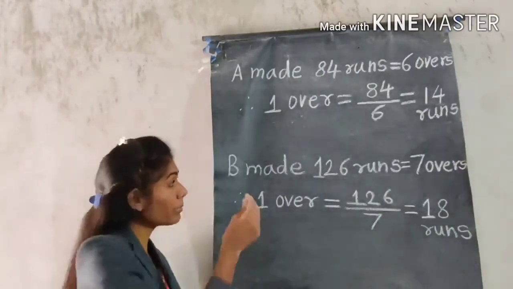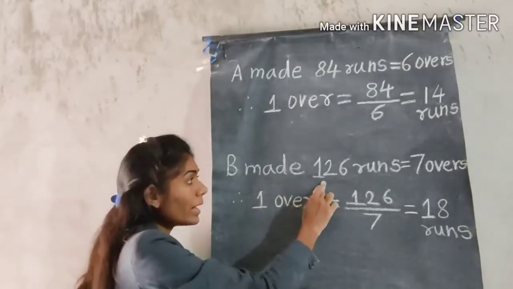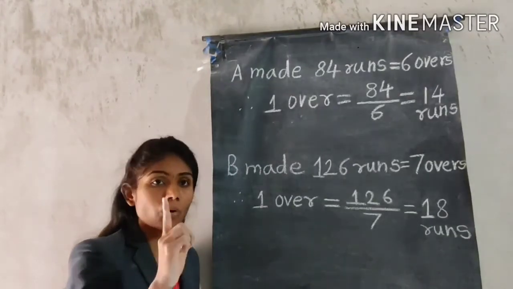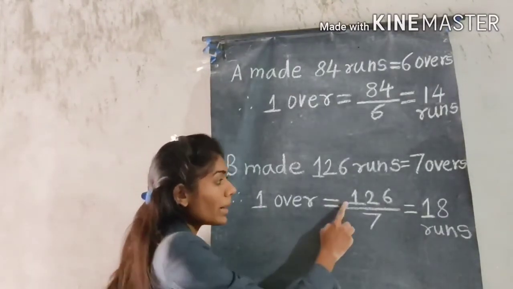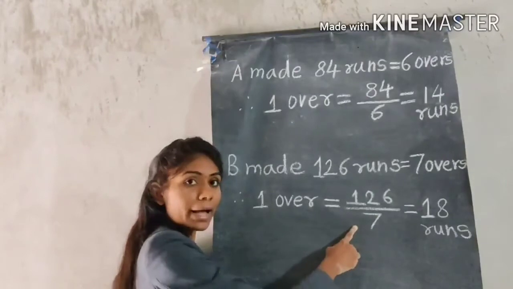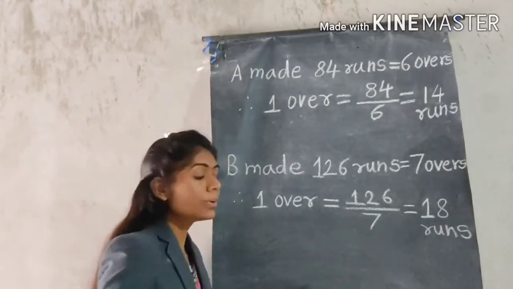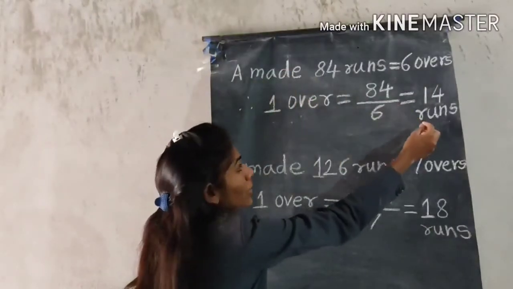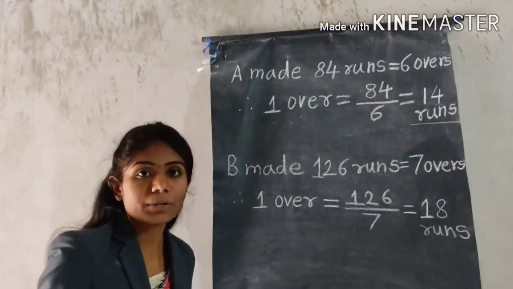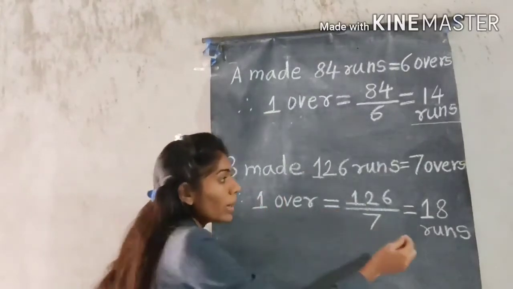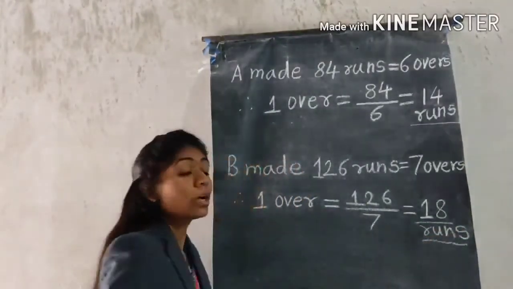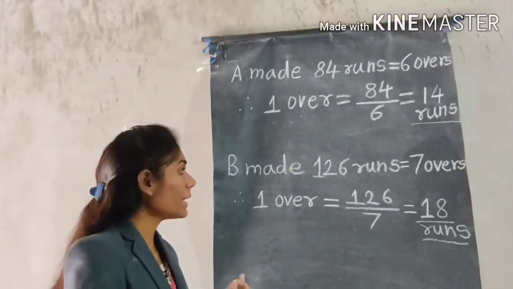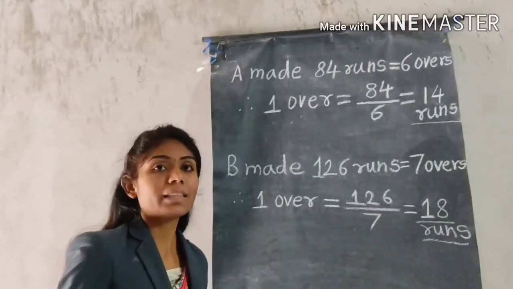Similarly for B, B made 126 runs in 7 overs. So for 1 over he made 126 divided by 7, which is equal to 18 runs. Now you can compare. For A, 1 over run is 14 and for B, 1 over run is 18. So who made more runs? We can easily say B made more runs than A.